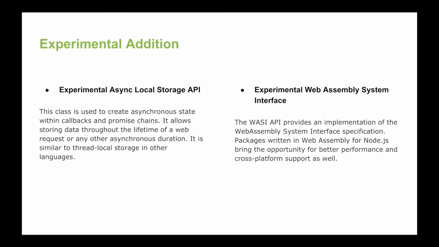So another addition to the changes are experimental additions that are introduced in the current latest version of Node. So, the experimental Async Local Storage API. This class is used to create asynchronous state within callback and promise chains. It allows storing data throughout the lifetime of a web request or any other asynchronous duration. It is similar to thread local storage in other languages as well.